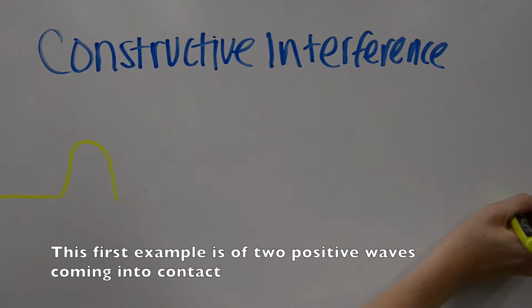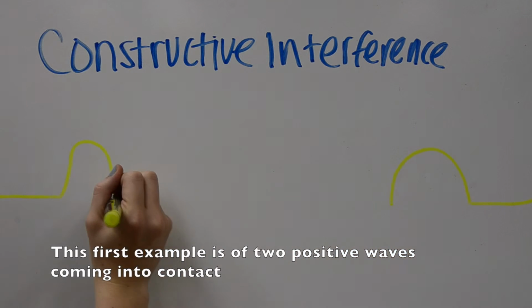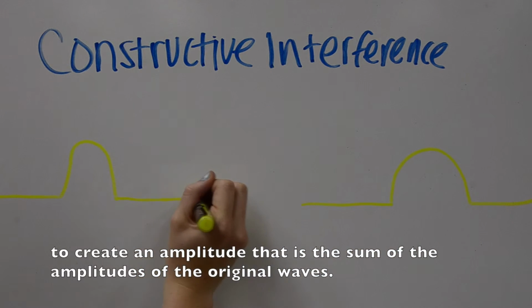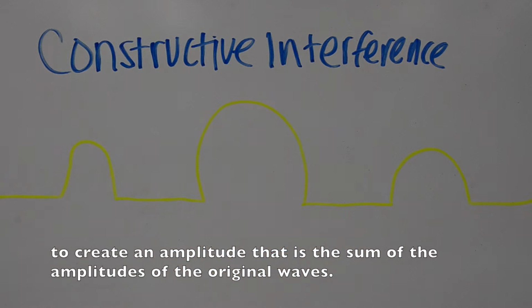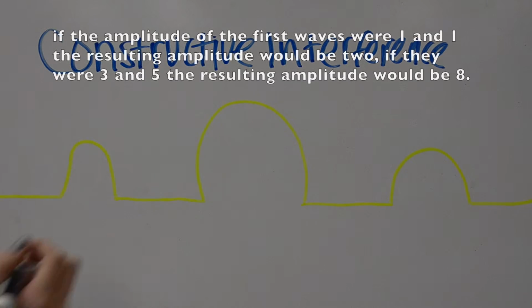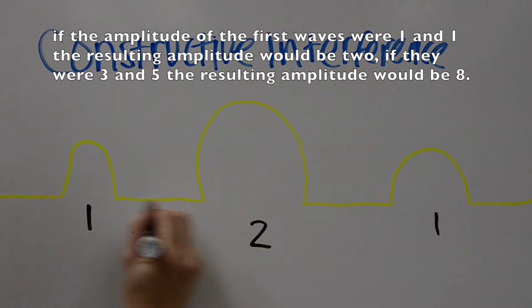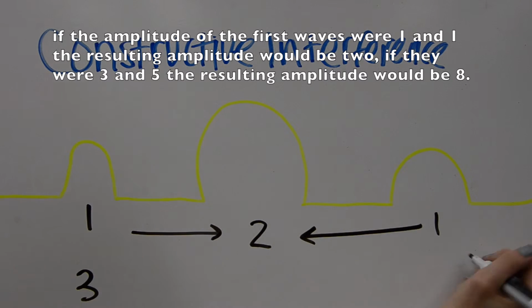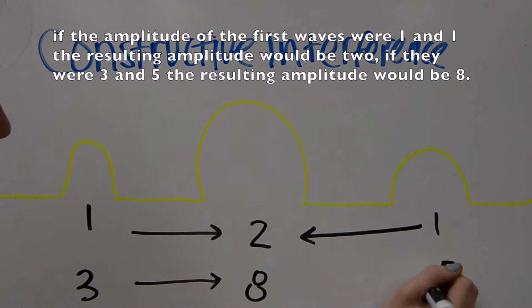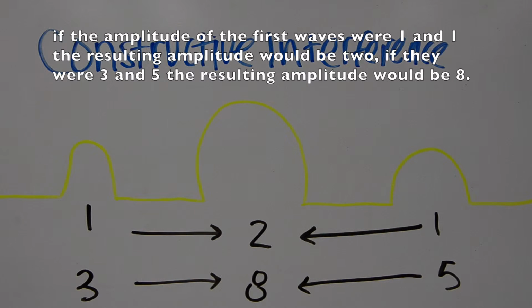This first example is of two positive waves coming into contact to create an amplitude that is the sum of the amplitudes of the original waves. If the amplitude of the first waves were 1 and 1, the resulting amplitude would be 2. If they were 3 and 5, the resulting amplitude would be 8.